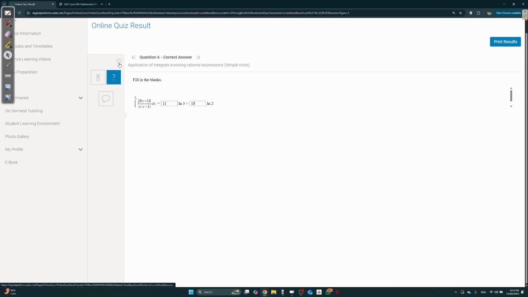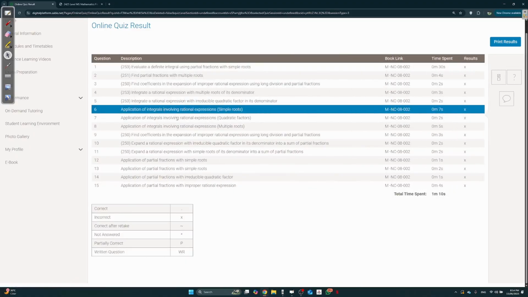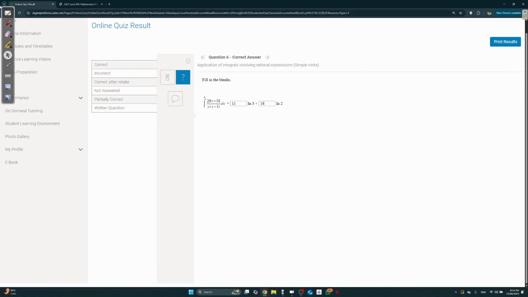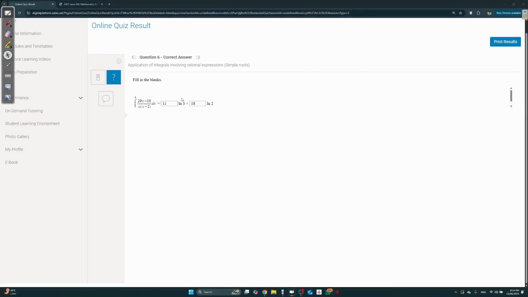Question 6. Is this the last one? Oof, we still have 3. Okay, over here. I just had to scroll down. Okay, this is a bit easier. Okay, 29x minus 18 over x minus 1.